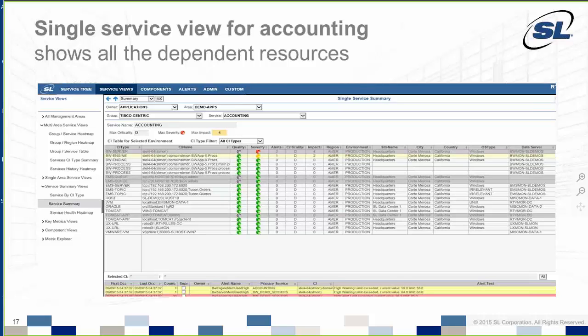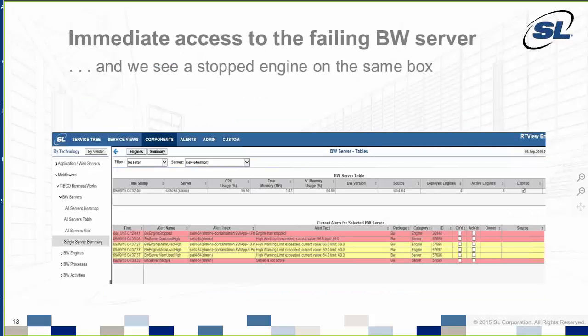I can also see at the bottom of the screen a high-level alert text. This tells me, okay, these are the types of alerts that I'm having related to this service. So I can drill down one more step and I can see, okay, we've got a problem with this BW server. When I look into it, I see, oh, this BW engine has actually failed. It's stopped. It's not running at all. So now I can go in and I can look at that error message. I can see when it actually happened. And I've been able to do this with just 4 clicks.